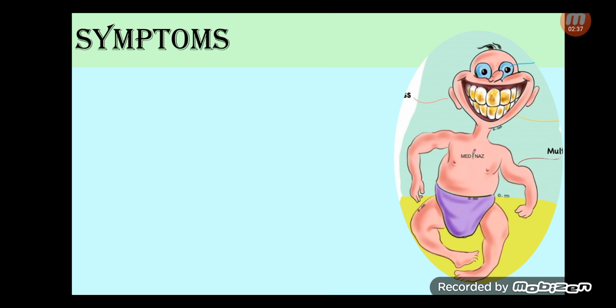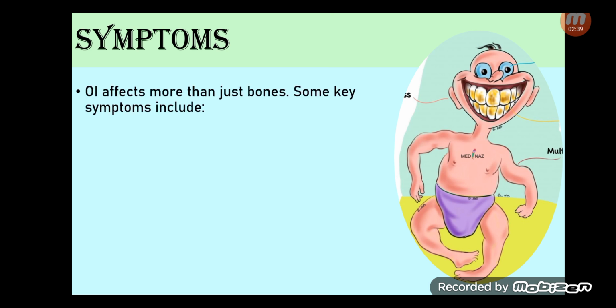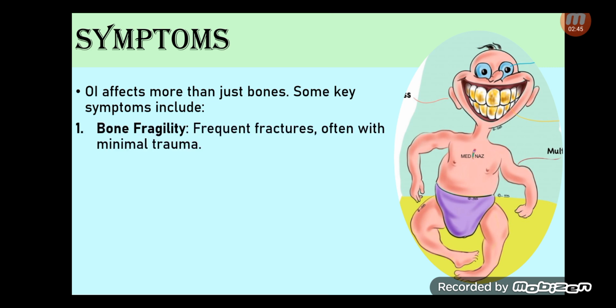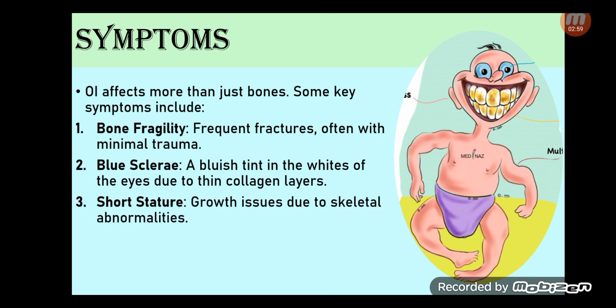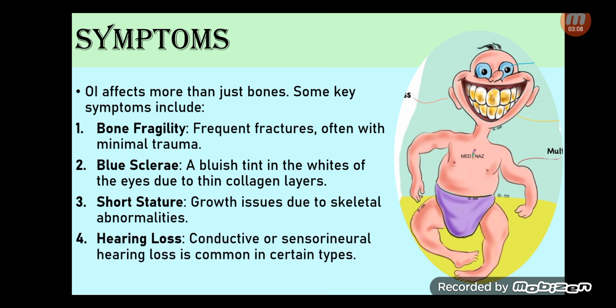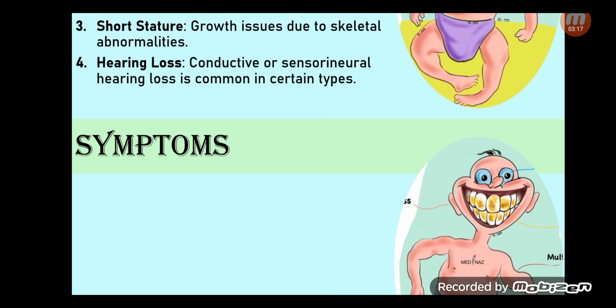Now we will talk about symptoms of osteogenesis imperfecta. Osteogenesis imperfecta affects more than just bone. Some key symptoms include bone fragility that causes frequent fractures, often with minimal trauma. Then the symptom is blue sclera, that is a bluish tint in the whiteness of the eye due to thin collagen layer. Then they exhibit short stature, that is due to growth issues due to skeletal abnormalities. Then there is hearing loss, that is conductive or sensorineural hearing loss, which is common in certain types.